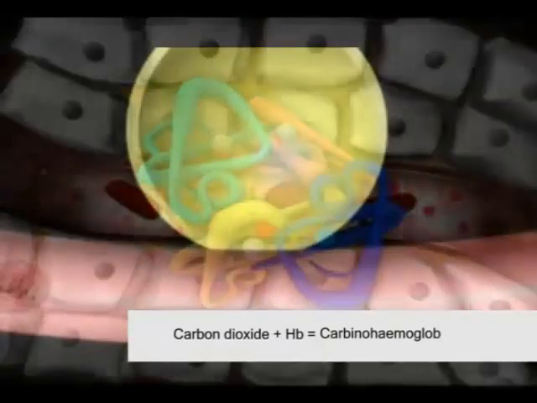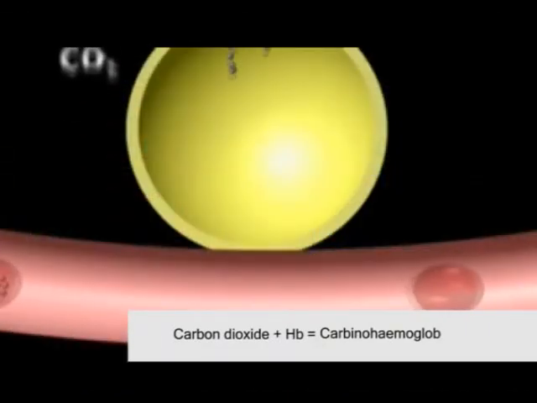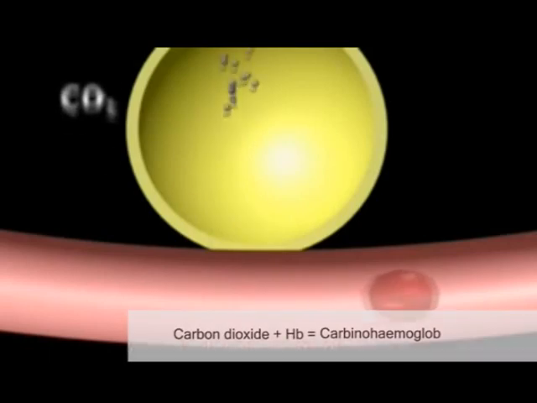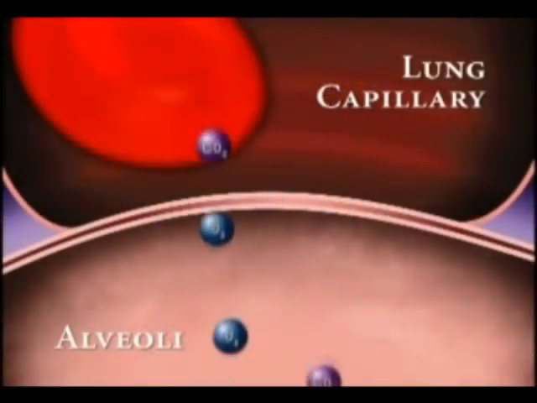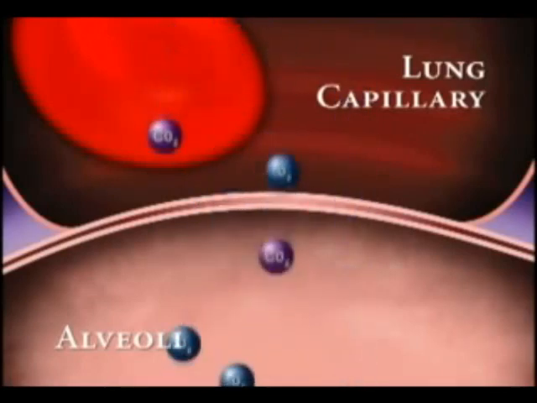Carbon dioxide diffuses across the membranes of the capillaries and alveoli into the alveolar space. The gas is then released from the alveolar space through the nostril as a person is breathing out.